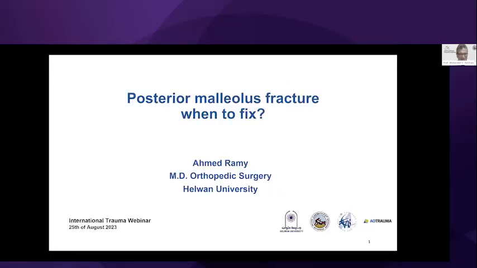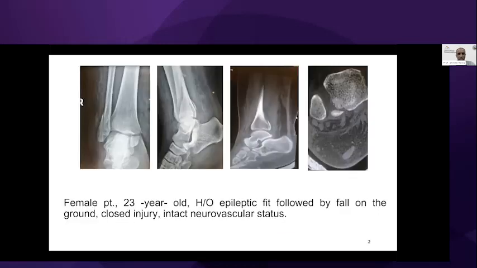Actually, posterior malleolus fractures are still controversial till now. When we review the literature, we will not find a clear consensus on the treatment of the fracture, especially as there are many patterns for the posterior malleolus fracture.